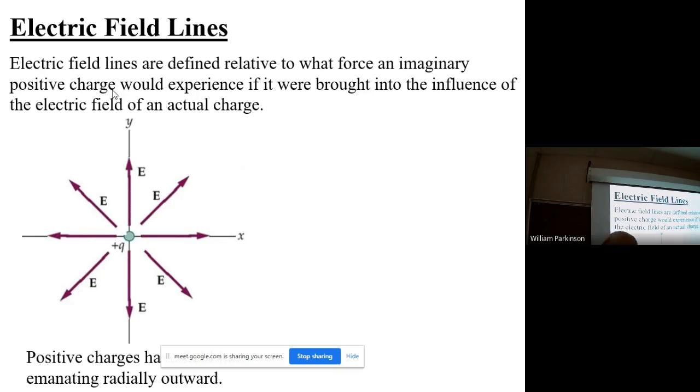Now when I hold the rod near the paper clips, magically the paper clips jump. And they jump up onto my rod. They are attracted to my rod. They were not attracted before, but they are now attracted.